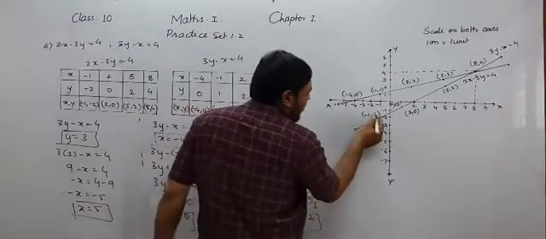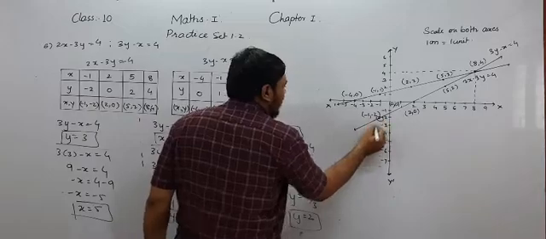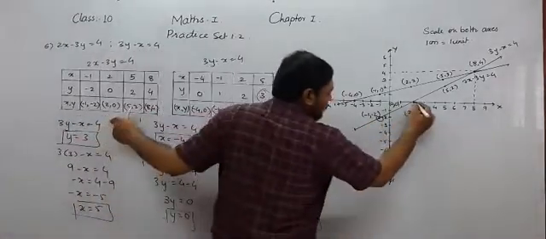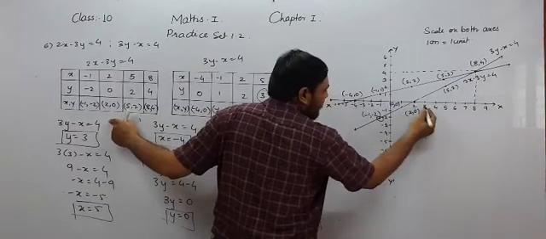So here it is negative 1, negative 2. I have plotted this point here. Now after that, 2, 0. Here the x coordinate is 2 and the y coordinate is 0. That is why this point will be on the x-axis.